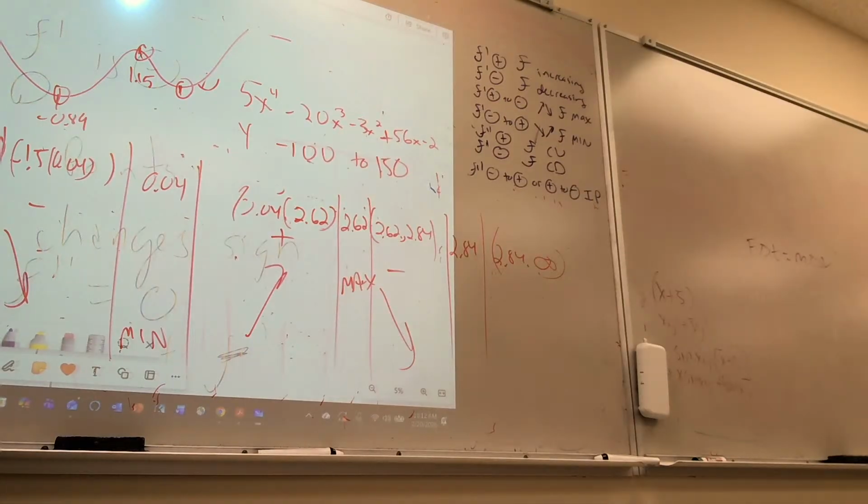You should understand everything this derivative is showing you. So the horizontal tangents are zero crossings on the second derivative. Those are points of inflection.